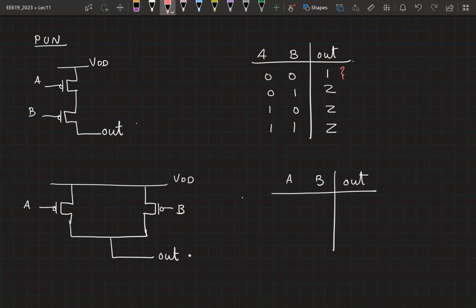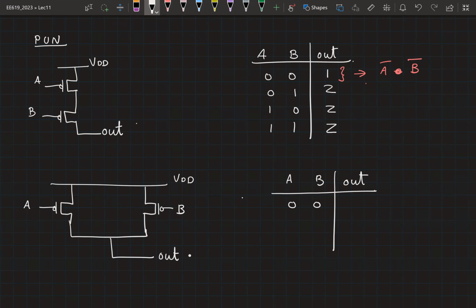What does this correspond to? So this, you're saying it is A plus B complement. Is that what you're saying? But then it would mean that A has to be 1 and B has to be 1 for the output to be 0. That's not what you're getting, right? A has to be 0, B has to be 0 for the output to be 1. So it should be A bar dot B bar. Okay.